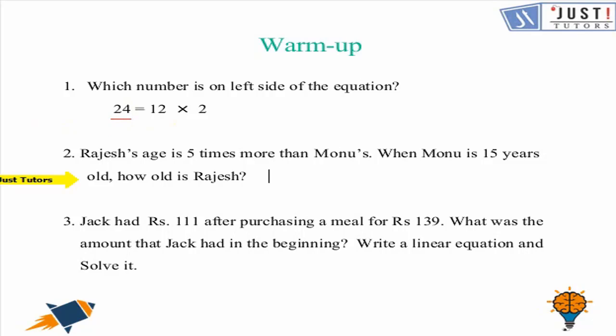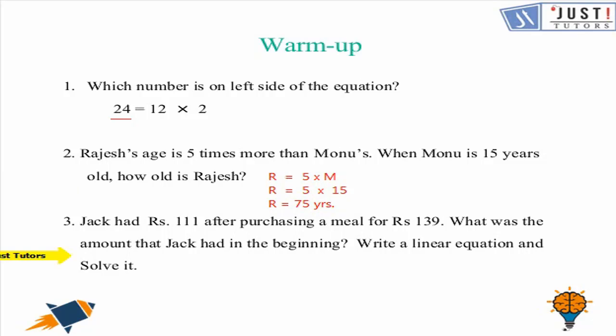Let's come to question number 2. Rajesh's age is 5 times Monu's age. When Monu is 15 years old, how old is Rajesh? We know that Rajesh is actually 5 times Monu's age. And when we know that Monu is 15 years old, we can do 5 times 15 to get Rajesh's age, which would be 75 years. So Rajesh is 75 years old.